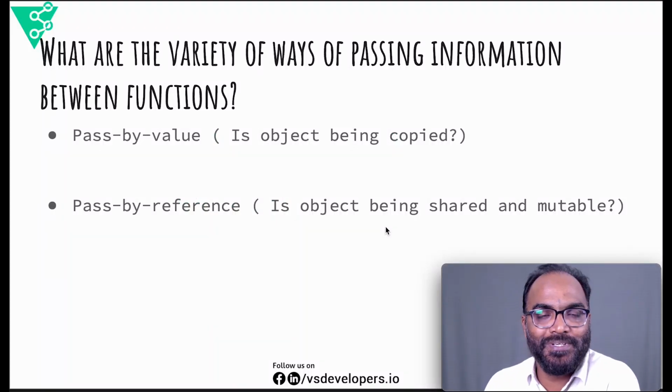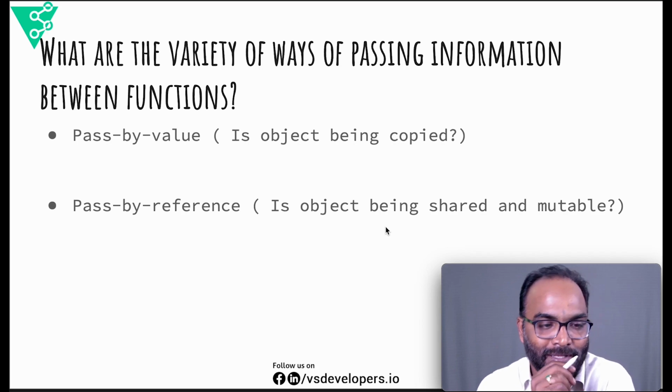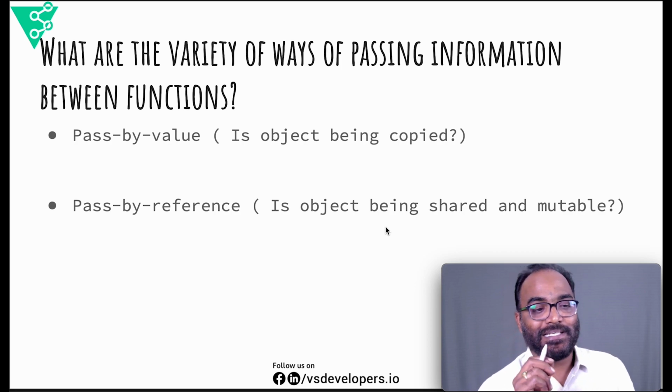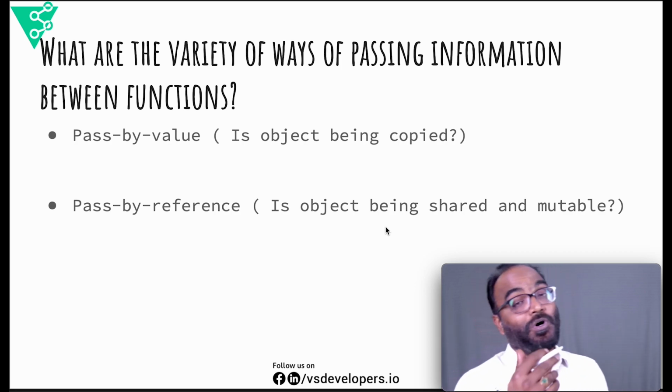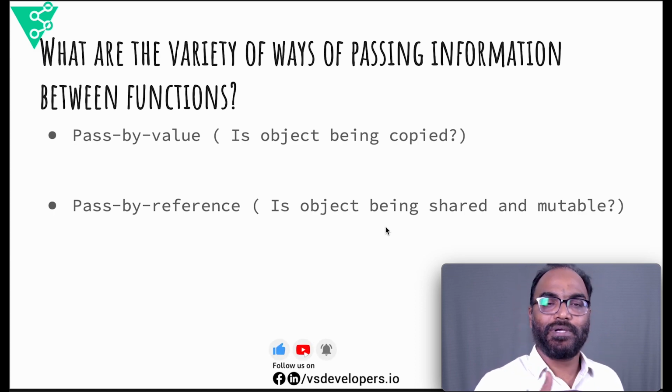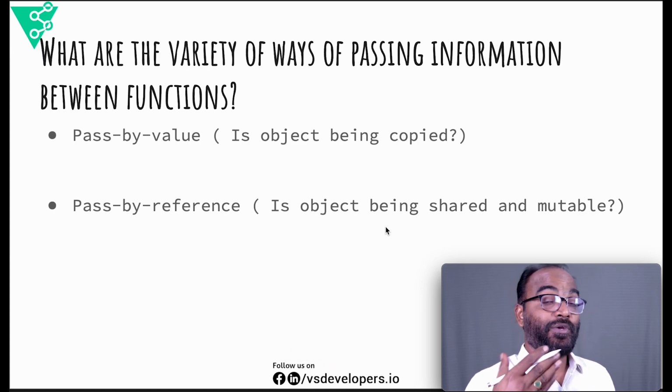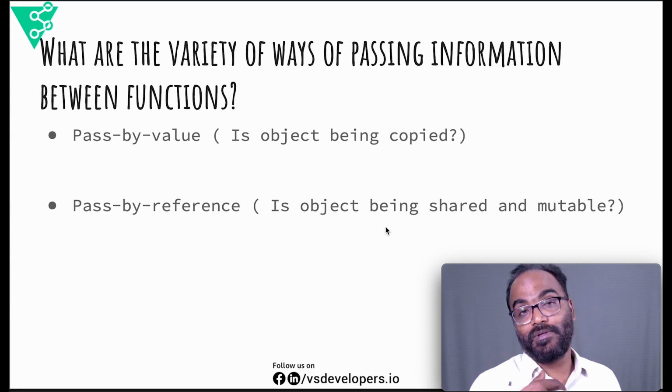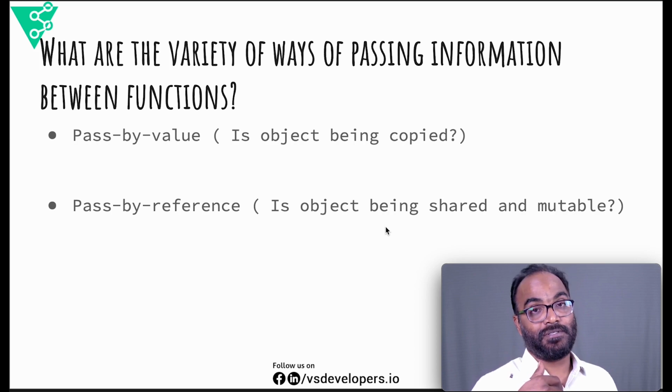This is a very common and frequently asked question in interviews. What are the various ways of passing information between functions? Although the question may be asked directly, that is, what is pass-by value and what is pass-by reference? When do you use pass-by value and when should you not use pass-by value? And what is pass-by reference?